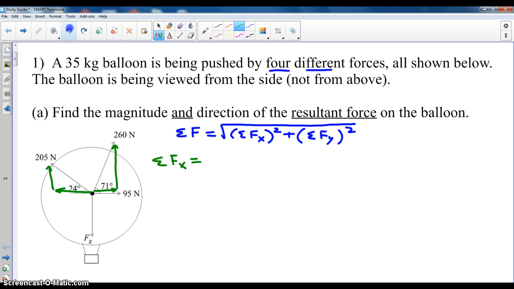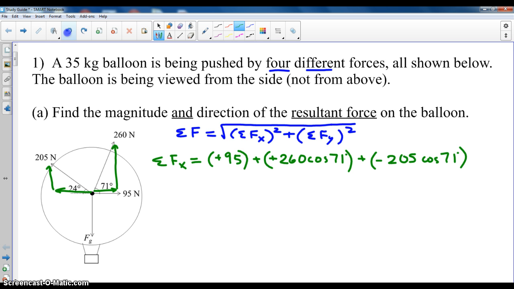Then we're going to add up the total x force. We have 3 forces pointing along the x-axis, right? There's the 95 pointing right. Because it's right, it's positive. There's the x part of 260. It's also right, so positive. And its value is 260 cosine 71 degrees. And then there's the x part of 205. It points left, so it's negative. And the value is 205 cosine 71.